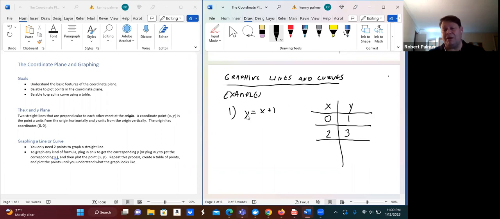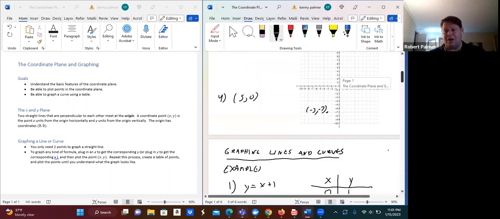Now, you could also plug in for Y. In fact, we can check this. If I plugged in 3 for Y, if I had done it that way, then we'd have 3 over here. I'd subtract 1 from both sides, and X would be 2, which is what we have. Let's do one more. Let's do -1. So -1 plus 1 is 0. And so the point -1, 0 is also another point on that line.